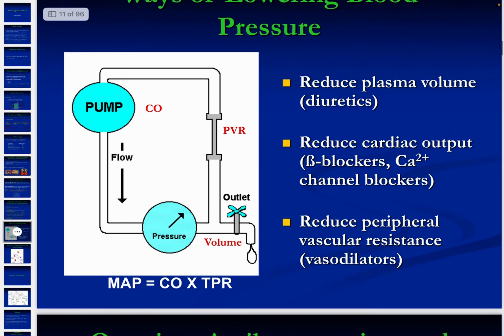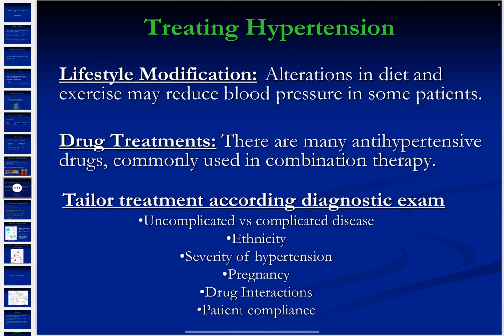What do we do at first? If something comes up, what do we do? But usually, the treatment is tailored according to the diagnostic exam. Is it an uncomplicated or complicated disease? What's the ethnic background? We said, for example, hypertension is more prevalent in Africans. Why is that? They have a special kind of hypertension called low renin hypertension. So the treatment for low renin hypertension is different than that of high renin hypertension.